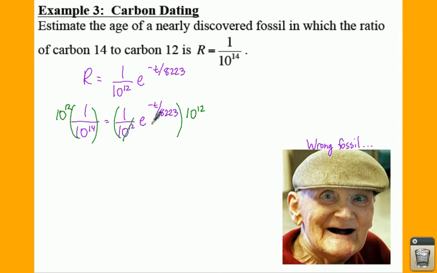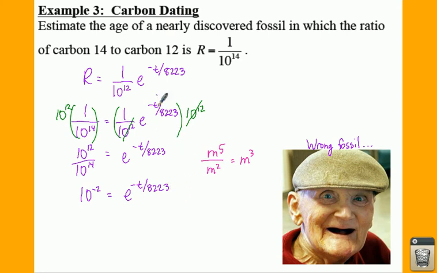So then on the right side, these are going to cancel. You're going to be left with just the e to the negative t divided by 8223. And then on the left, you have 10 to the 12th divided by 10 to the 14th. Well, we have a common base. Do you remember that when you have a common base, you can just subtract your top minus the bottom? So say we had an m to the 5th over m squared, you would just take the top minus the bottom, and you'd say m to the 3rd. Well, in this case, 12 minus 14 gives us 10 to the negative 2 equals e to the negative t over 8223.